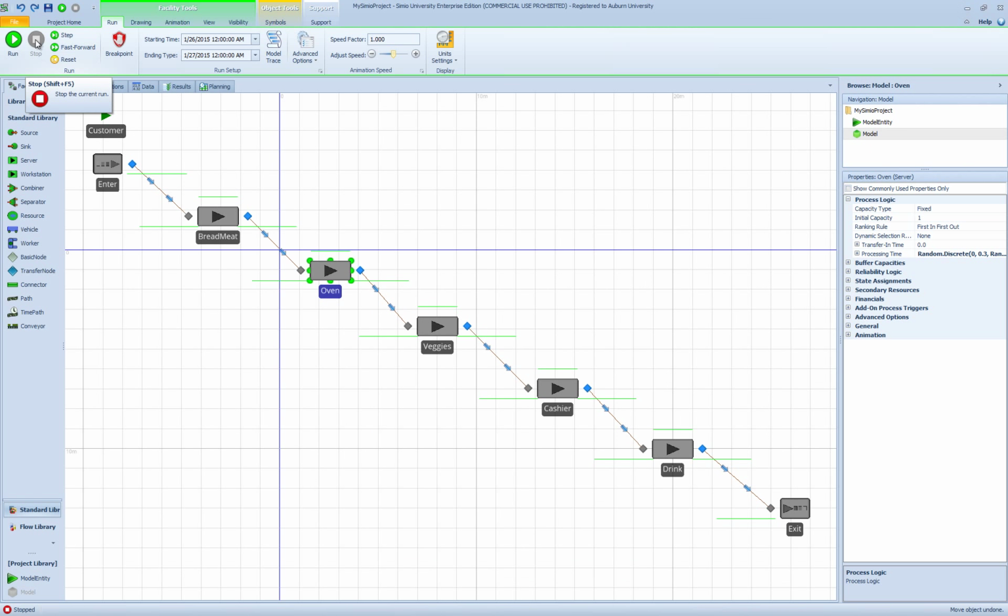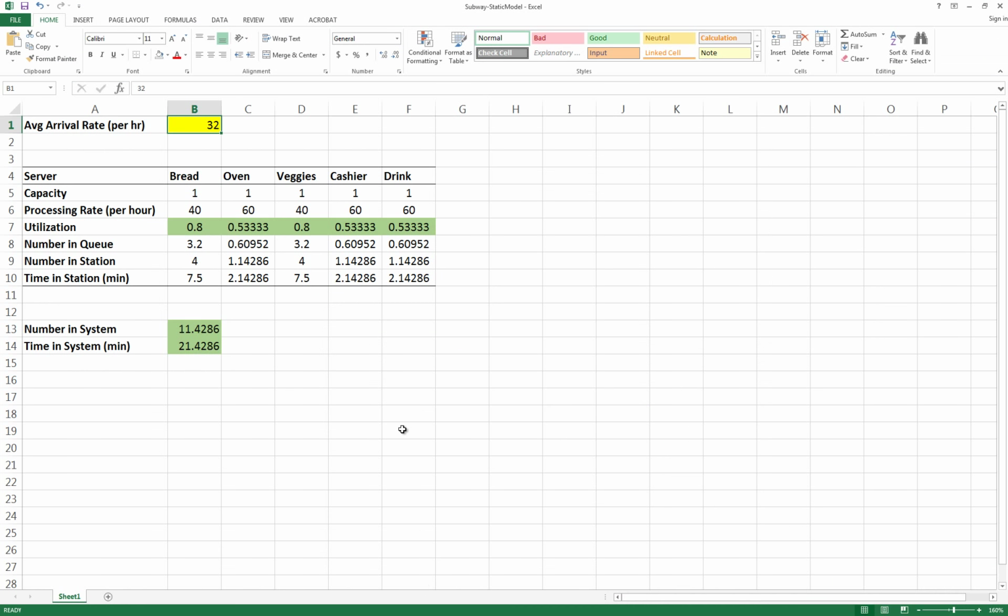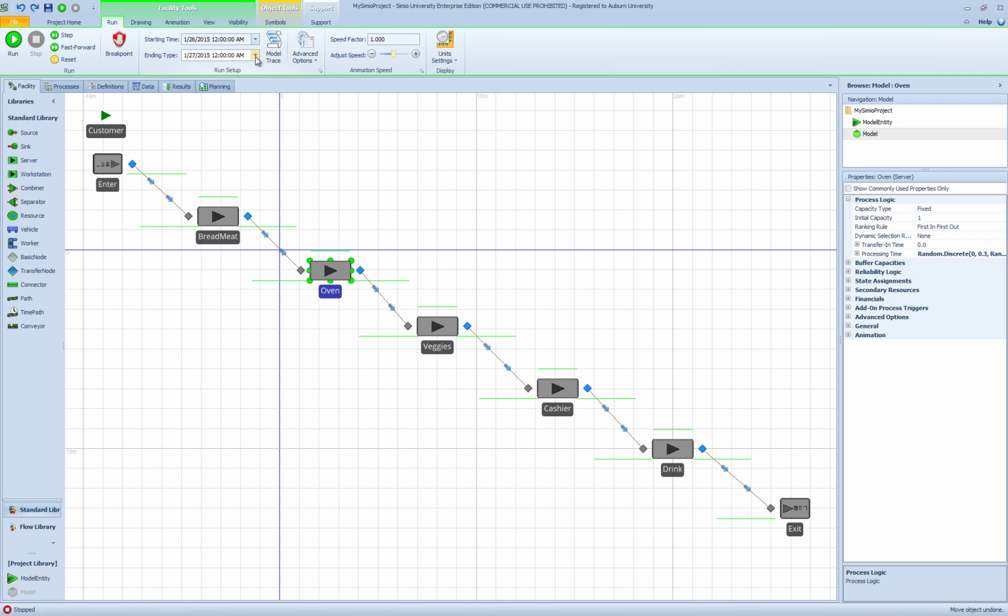In order to further verify my model, I would like to compare it to an analytical model that I have developed. So here is my static queuing network analysis, where I have estimated utilizations of my servers and number in system and time in system at steady state. So what I would like to do is run my model and compare these values together. I'm going to increase the run length to 100 hours, run my model in the fast forward mode, and then go to my results.